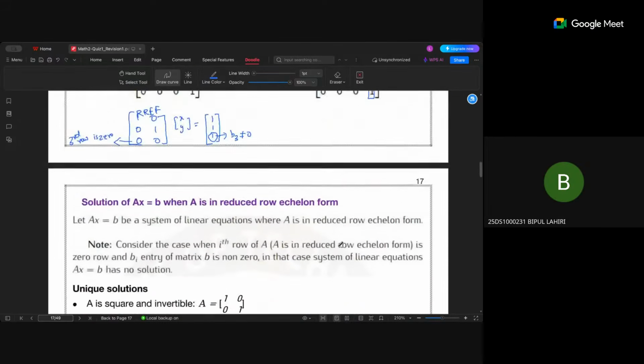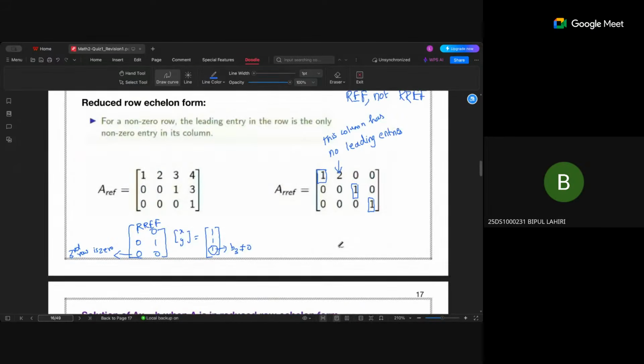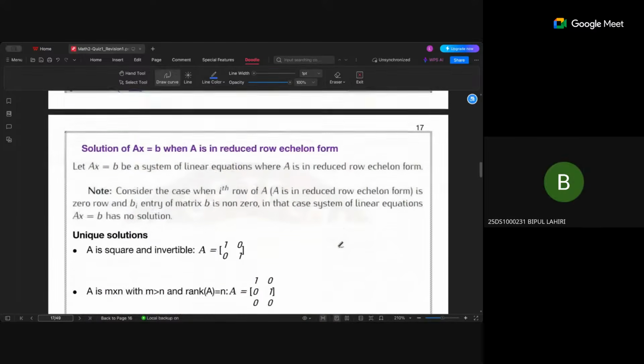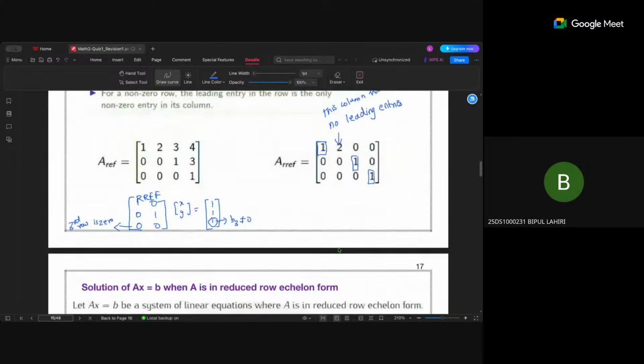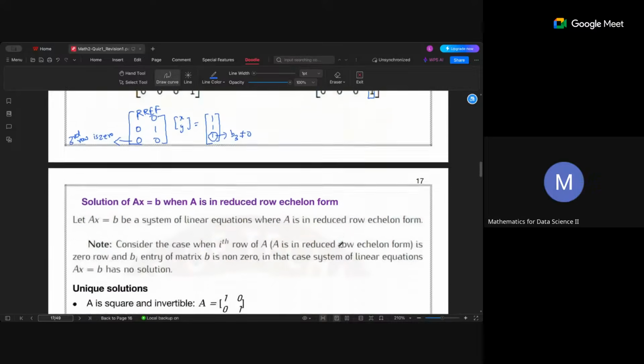Somewhere it was mentioned that RREF almost resembles an identity matrix, but that is wrong. No, it's correct. In the case of a square matrix, it is correct. And the REF is almost an upper triangular matrix, right? Exactly.